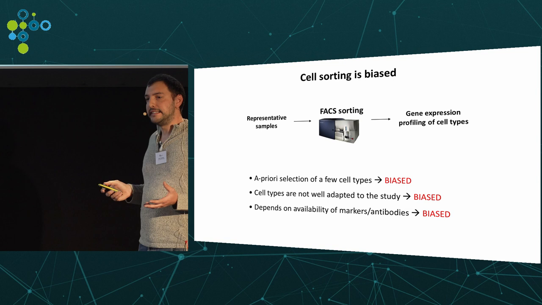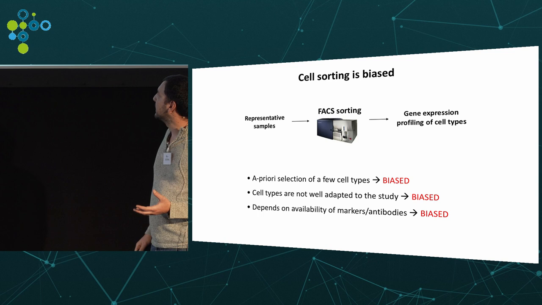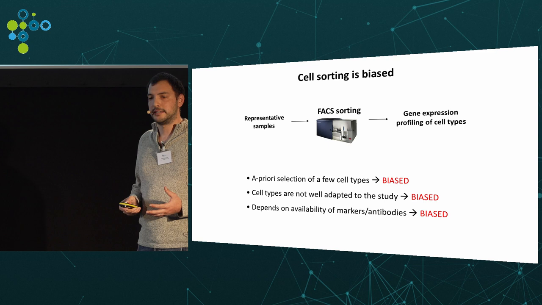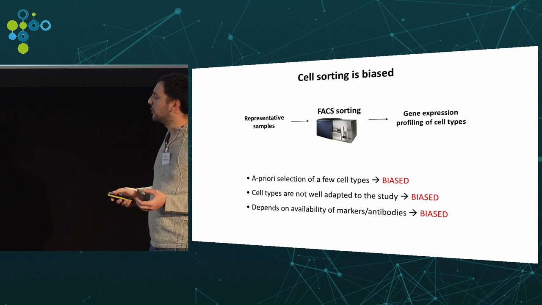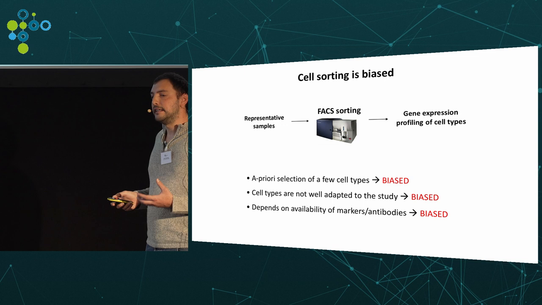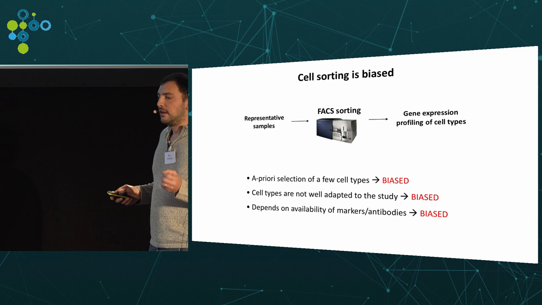But cell sorting is quite biased. First of all, you need to select in advance the cell types that you want to have in your profiles. Also, usually people use cell profiles from already sorted data because they can't sort all of these cell types in advance. So usually the cell types are not well adapted to their study. And also in sorting, you are dependent on the availability of markers and antibodies. So everything is biased, and you get cell types that are not necessarily close to what you want.